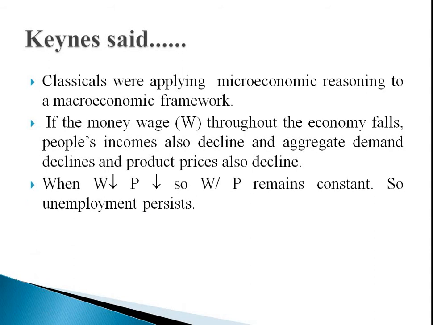When economy-wide wage rate W falls, price falls proportionately, so that W by P, the real wage, remains the same at W by P1, and we cannot move out of this situation. So unemployment in the economy, which is measured by the gap AB in the previous figure, the previous slide we can see, it cannot be removed. So the argument made by the classicals that there is always full employment in the economy is not true according to Keynes.